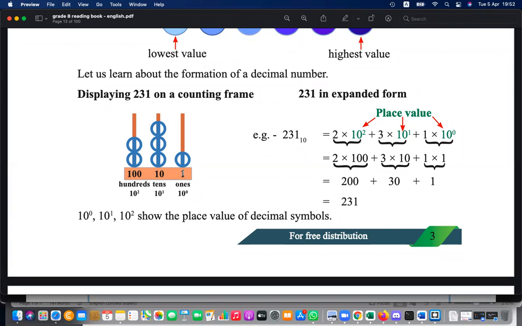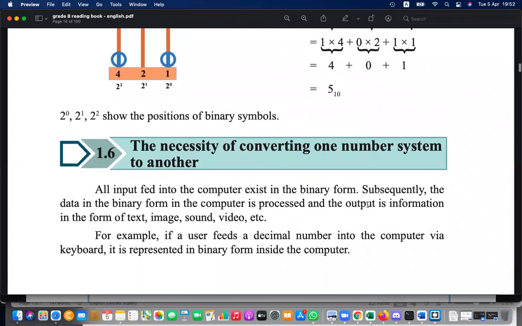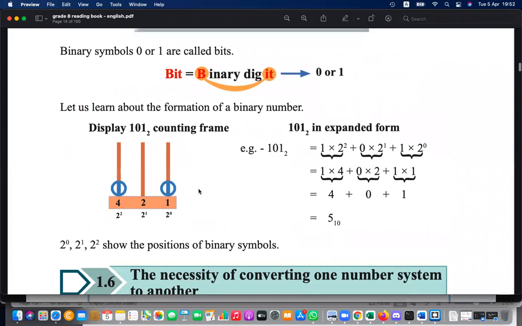So here you have 1. 1 into 1 is 1. Here you have 3. 3 into 10 is 30. Here you have 2. 2 into 100 is 200. So the answer is 231. That can be applied to find the binary value. So these are 1s, 2s, and 4s.